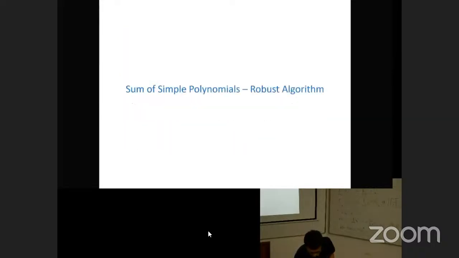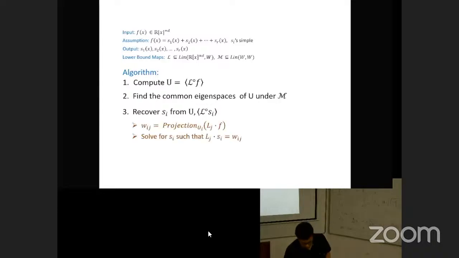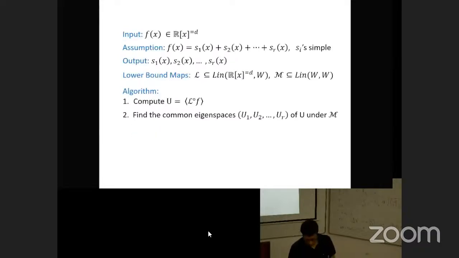And let me not tell you how to do that. It can be done. Essentially, once you have that, you would have found the subspaces. And once you have the subspaces, again, there's a simple way to find the summands themselves. When you are given an F, you can find the summands S1 through SR. And you keep applying this for addition and multiplication gates, going down the tree of additions and multiplications like this, and it helps you recover the formula for a given polynomial.